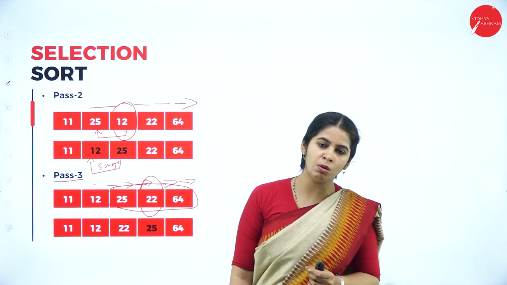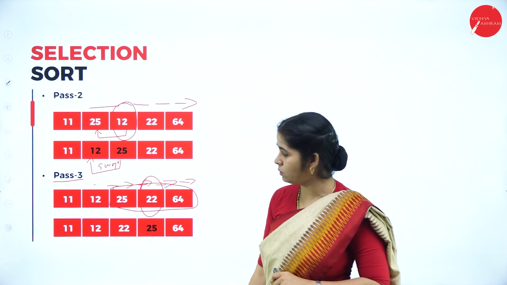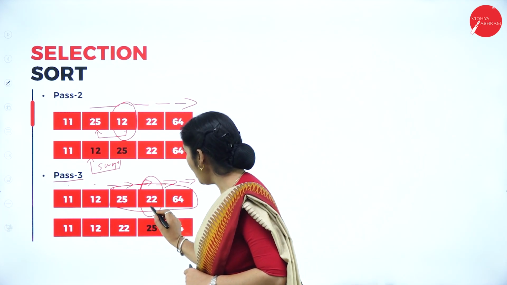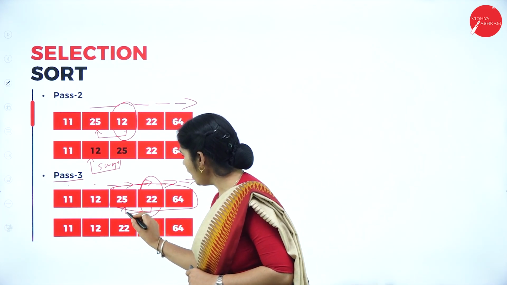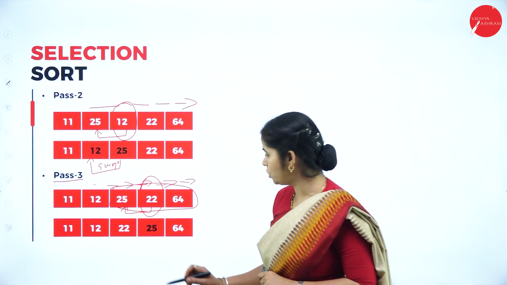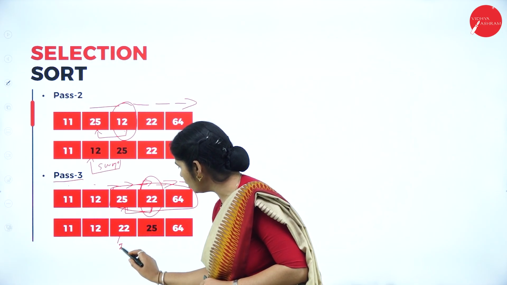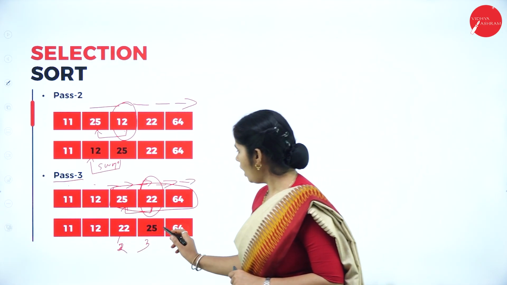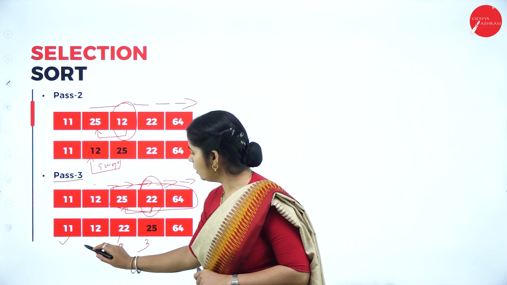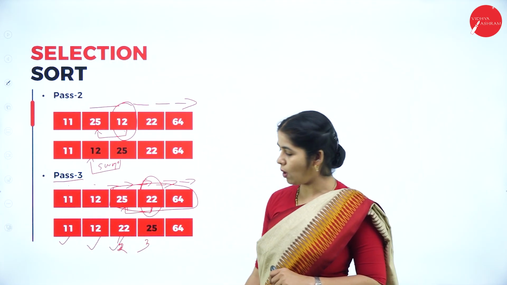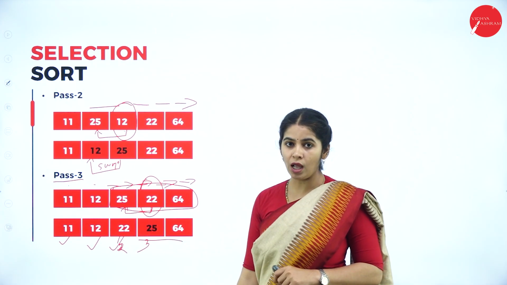What is my next minimum value? 22 is my next minimum value. This value has to be swapped with the third index position. So after swapping, 22 will be at index 2 and 25 will be at index 3. Now we have done 1, 2, 3 elements swapping, left with another 2 elements swapping.